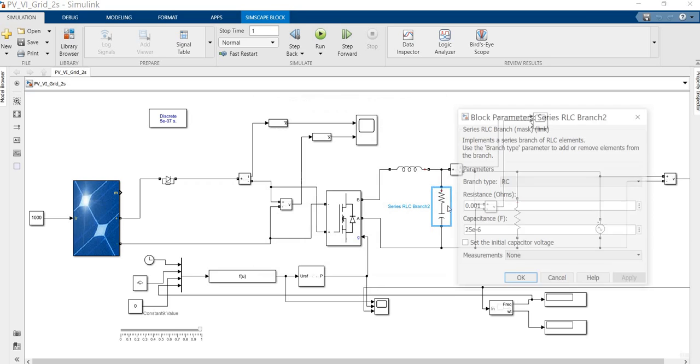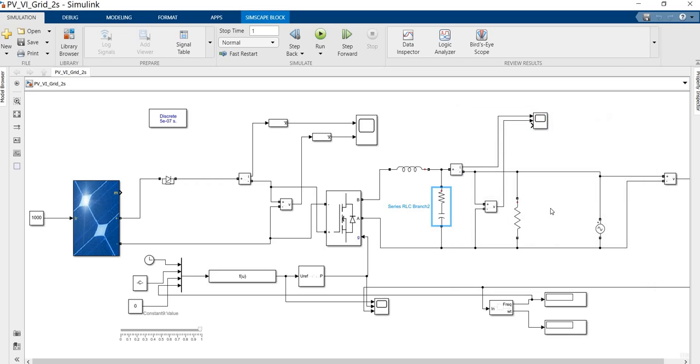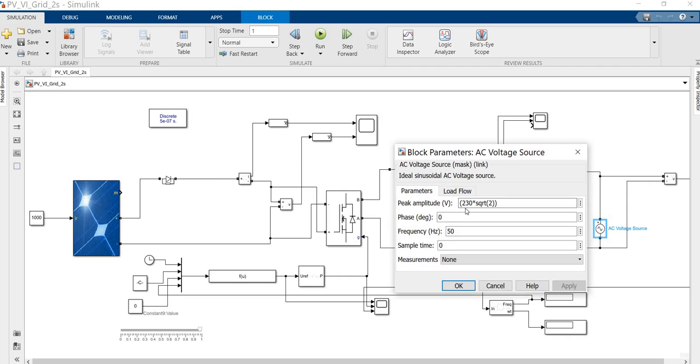We also need a damping resistance of 0.1 to avoid oscillations. Here I am going to measure the output AC voltage. Again, this is the AC source. The output voltage is 230 RMS, so we need a peak voltage of 230 into square root of 2, which gives about 325 volts.